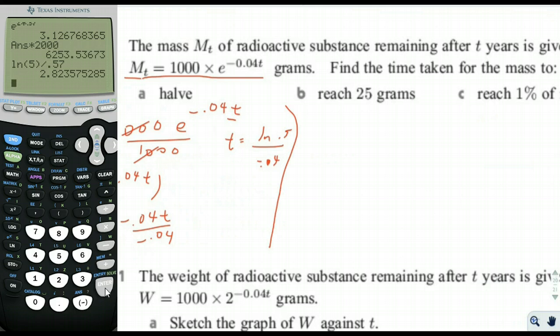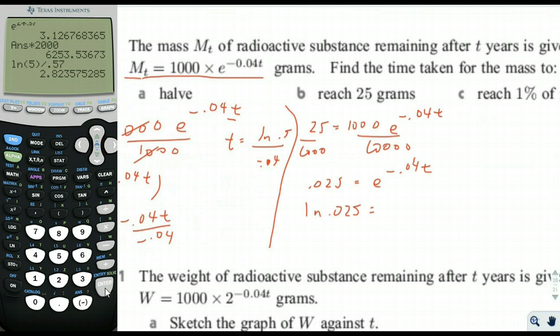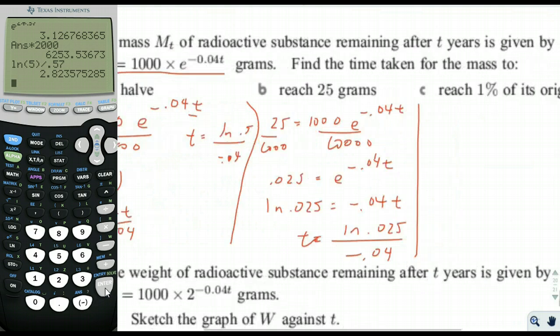What about to reach 25 grams? So then you would just put 25 in there, equals 1,000 e to the negative 0.04 t. Again, divide both sides by 1,000. That would give you 0.025 equals e to the negative 0.04 t. Take the natural log of both sides. So t is going to be equal to natural log of 0.025 divided by negative 0.04. So you could put that in your calculator and find that.